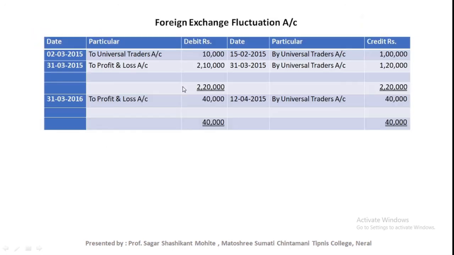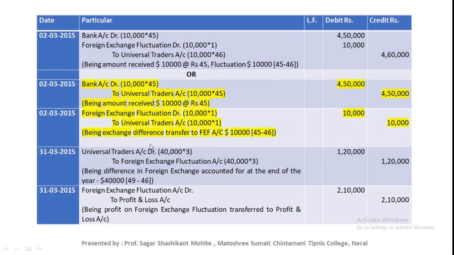For that we need to pass the next journal entry: foreign exchange fluctuation account debit to profit and loss account 2,10,000. Being profit on foreign exchange fluctuation account transferred to the P&L account. The narration would be like that. Okay, that's it for the first year end.